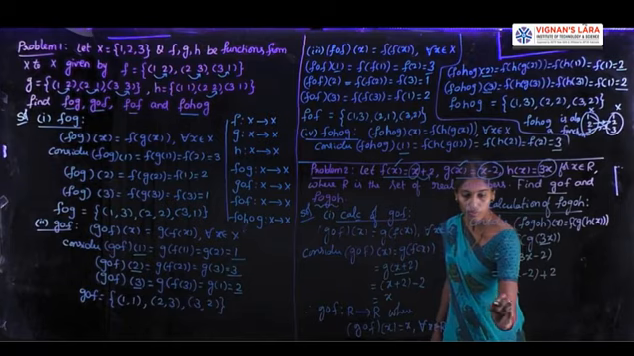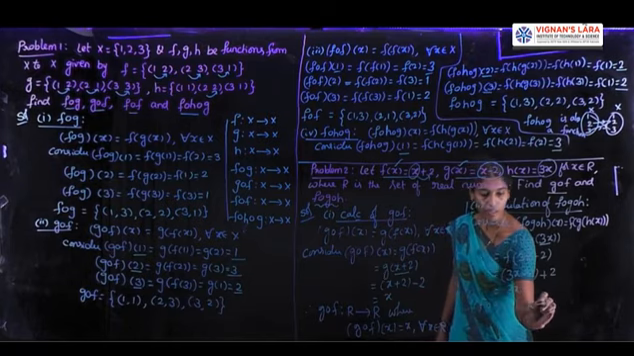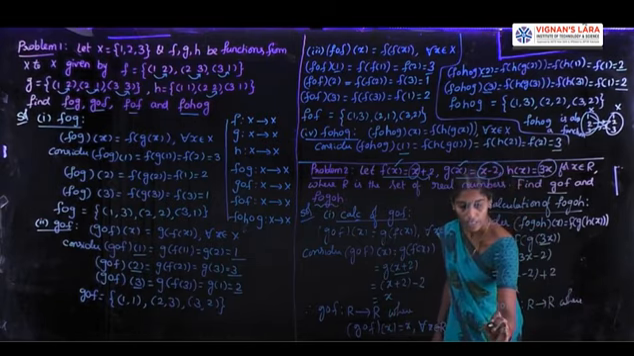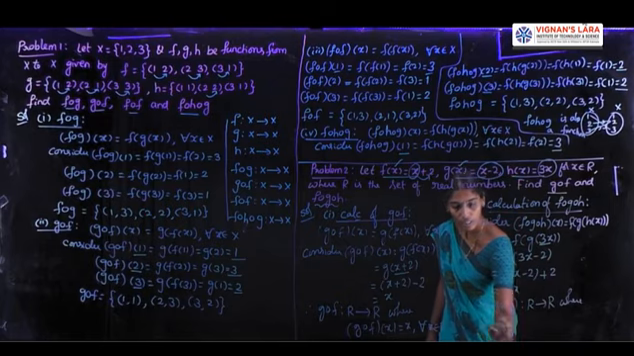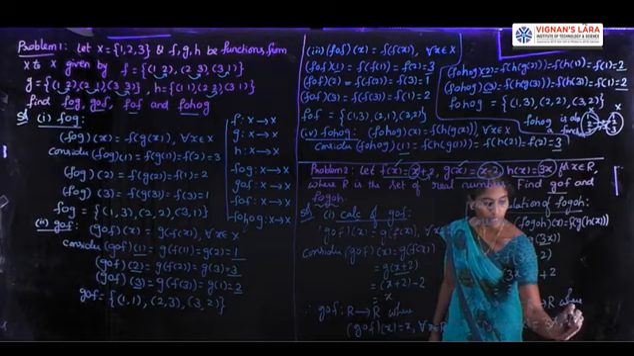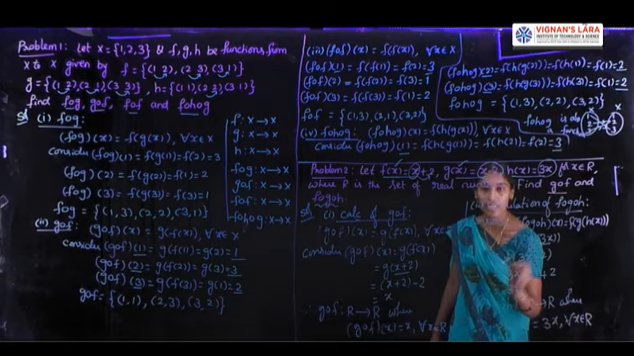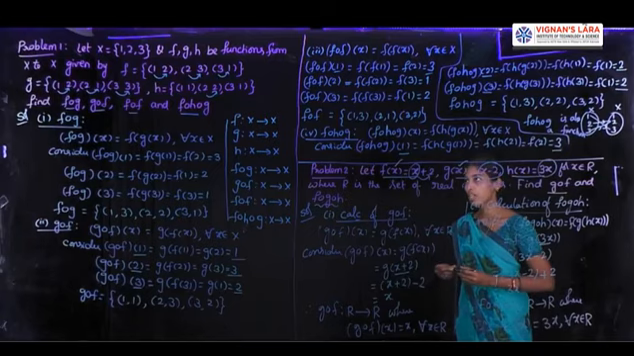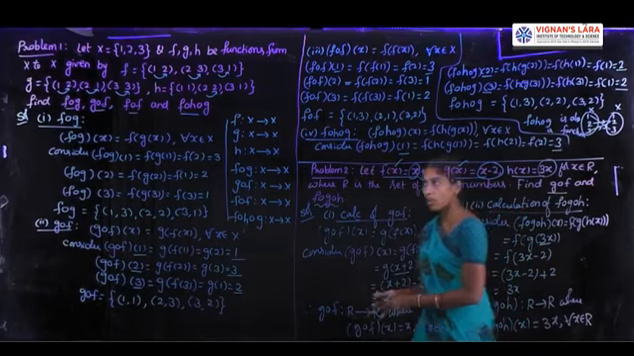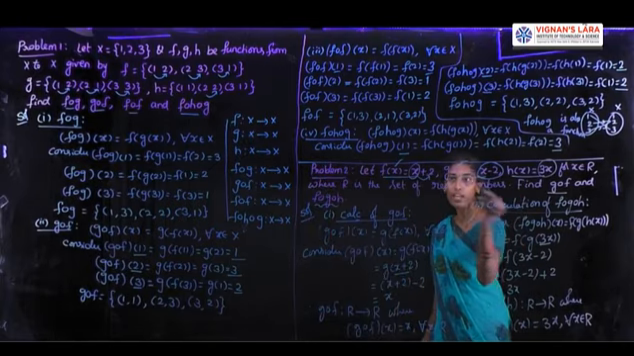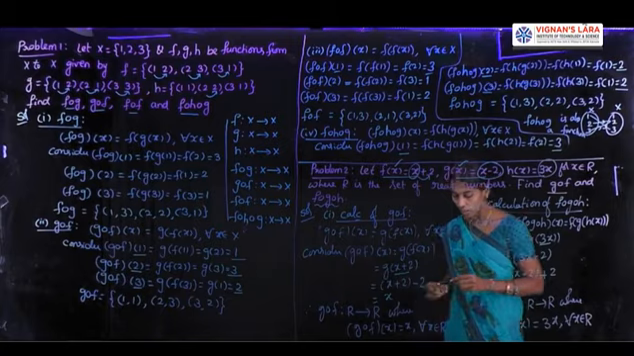Therefore, F circle G circle H is a function from R to R, which is defined as F circle G circle H of x is equal to 3x for every x belongs to the domain set R. This is the way of calculating the composition of functions if the functions are given in terms of ordered pairs. If the functions are defined using a definition, we can calculate like this.